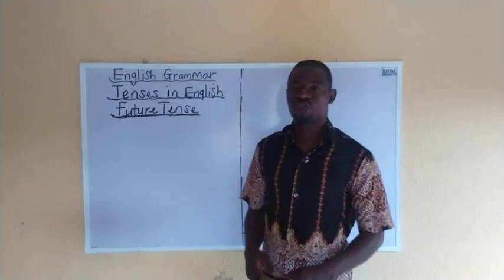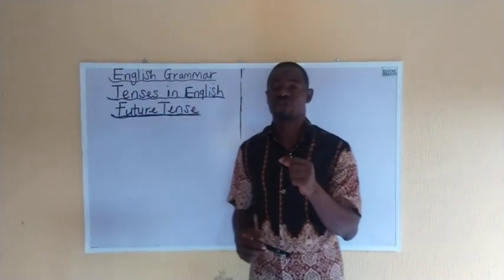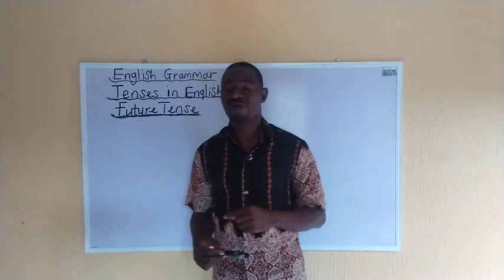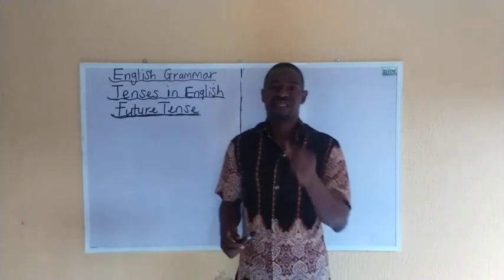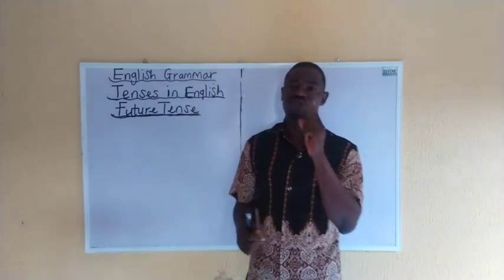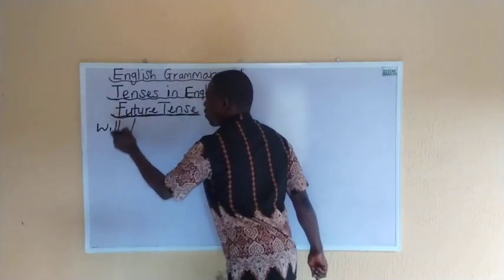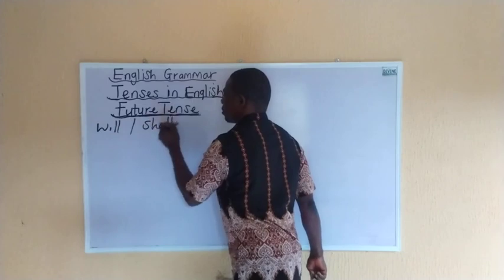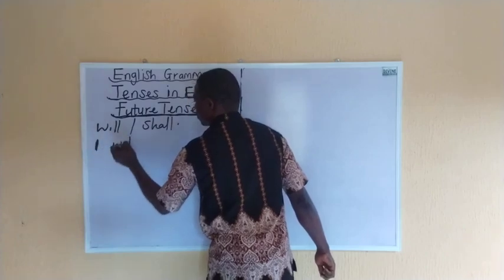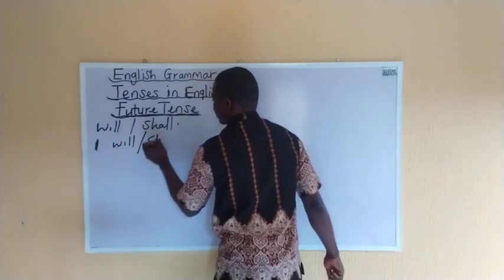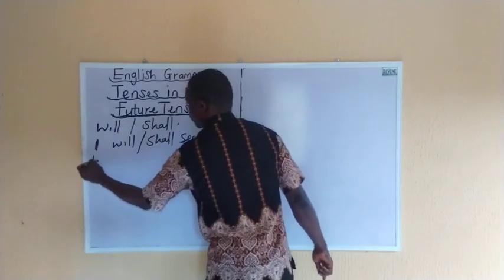Lastly, we'll look at the future tense. The future tense is used to show that an action will take place in the future, in other words, in time to come. There are 2 verbs that are used to show the future tense: will or shall. Example: I will or shall see you tomorrow.